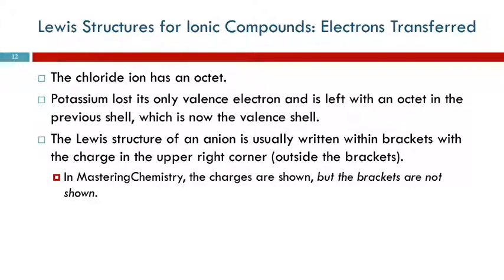So in that situation, the chloride ion has an octet. The potassium ion lost its only valence electron. It's left with an octet in the shell underneath, which has now become the valence shell. We write the Lewis structure of an anion within brackets and the charge in the upper right corner on the outside of the brackets. This is important.